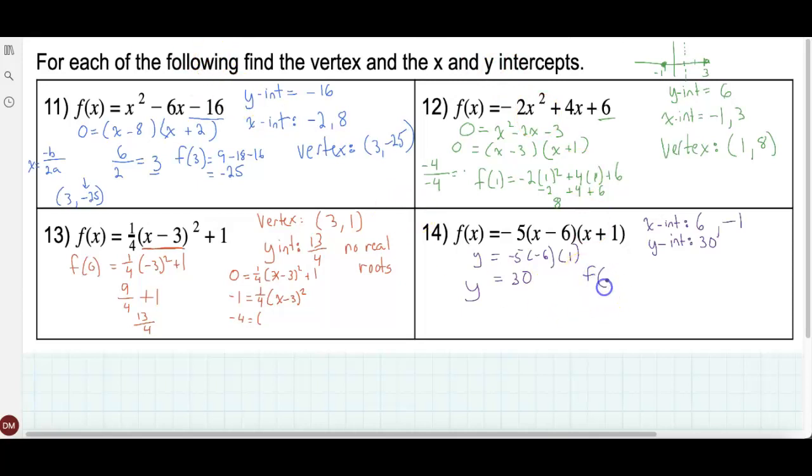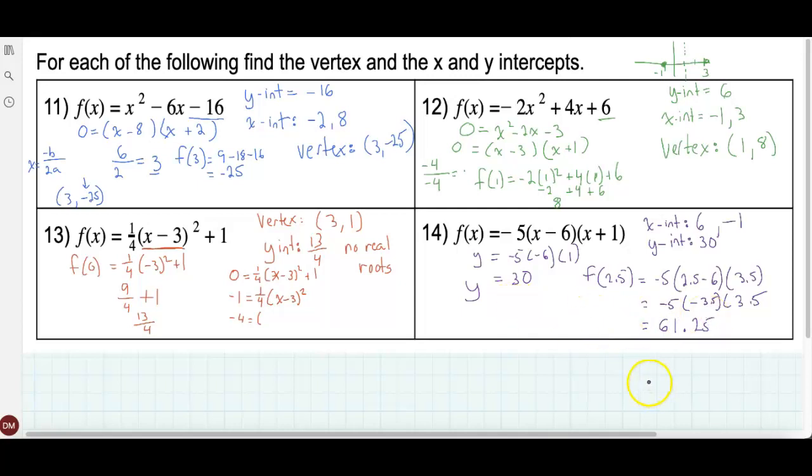So f of 2.5 is equal to -5 times (2.5 minus 6) times, well, this is going to be 3.5. Okay, so we got negative 5 times negative 3.5, right? Times 3.5, which is equal to, get my calculator out. So that is 61.25.